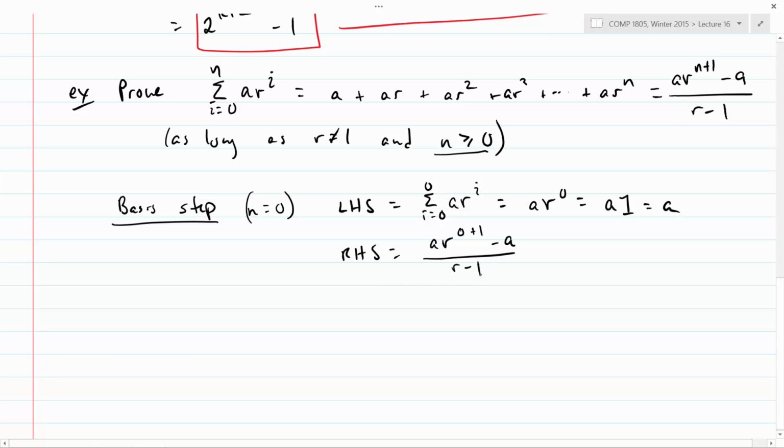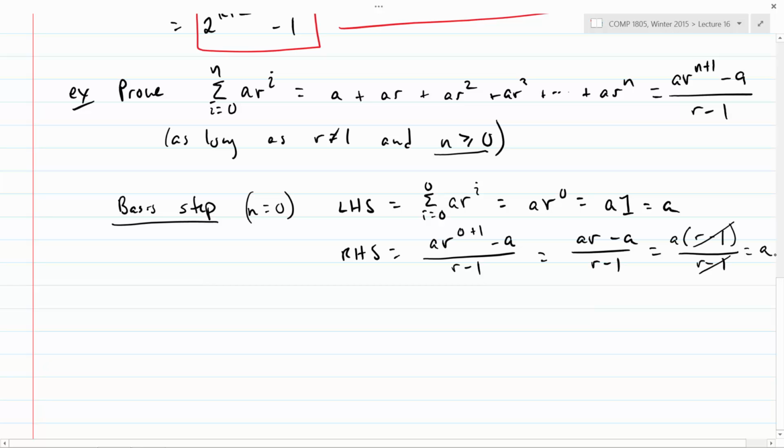Yeah, so we need to do a little bit more work than we're used to. This thing here is the same as (AR minus A) over (R minus 1). So what we can do is factor out the A from the top, like you suggested. And that leaves us (R minus 1) over (R minus 1). These R minus 1's cancel, which gives us an A.